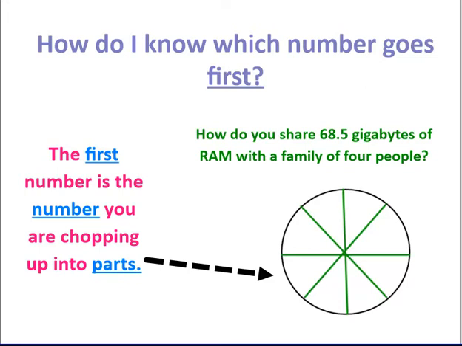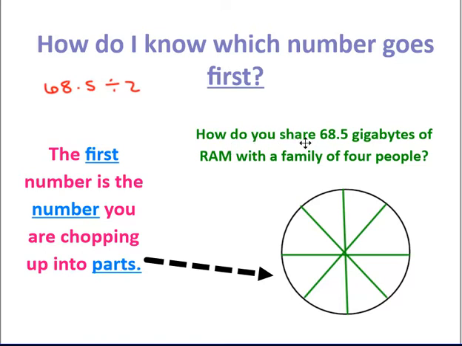So this is just a friendly tip. The number that goes first in terms of your problem here, like 68.5 divided by 2, how do I know which number goes first when they're both jumbled into a word problem? The number that goes first is the number that you're chopping into parts. Okay, so it's the number that you're actually dividing up.